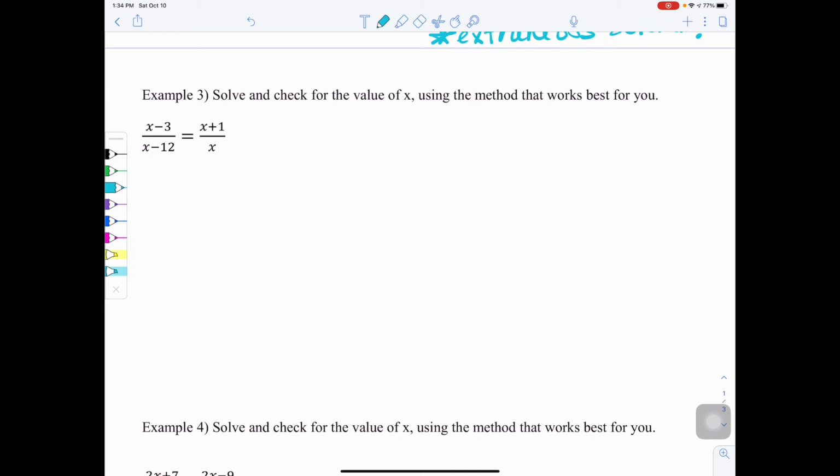In my eyes, this is better to be a proportion problem. I'm just gonna make sure I have my binomials linked together, and then we're gonna cross multiply. So I get x times x minus 3 equals x plus 1 times x minus 12. So distributive on this side, x squared minus 3x equals, and then we have distributive or area method on the side over here. So x times x would be x squared.